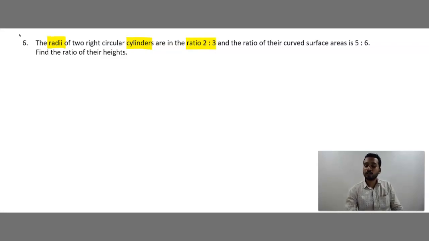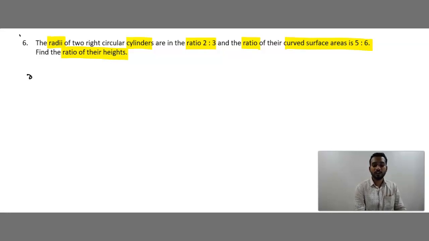And next, what is given? One more thing, the ratio of their curved surface areas is 5:6. Both are cylinders only. Now we should find the ratio of their heights. First let me write the data. Because both belong to cylinders, we don't have any kind of issue. The radius means r1 by r2. He has given that ratio, right? R1 is to R2, that is 2:3.